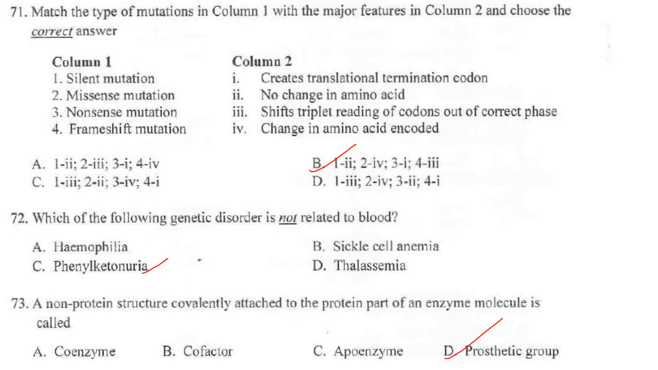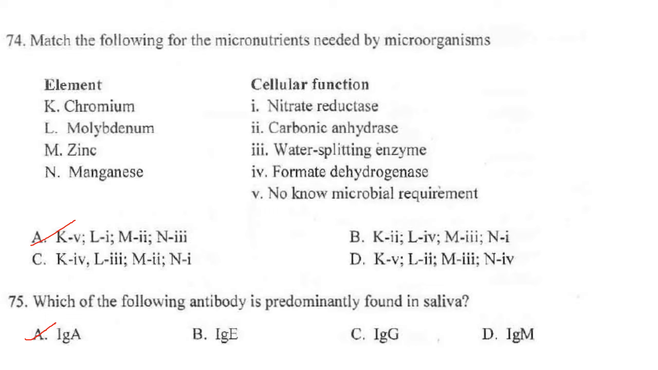Then which of the following genetic disorders is not related to blood? It is phenylketonuria. Answer is option C. Then a non-protein structure covalently attached to the protein part of an enzyme molecule is called the prosthetic group. Answer is option D.